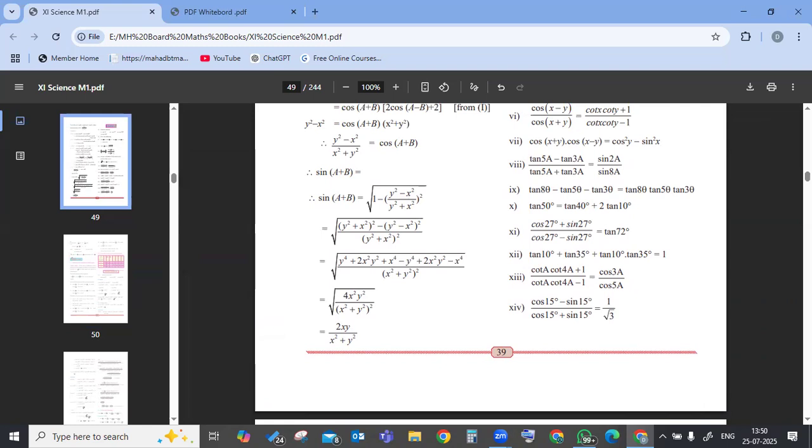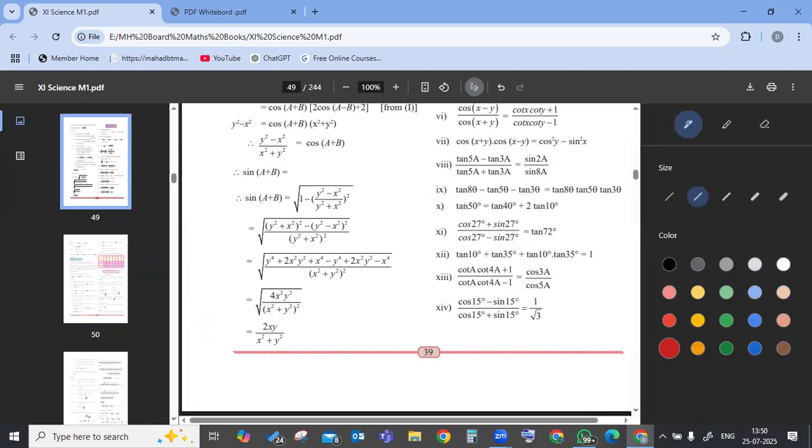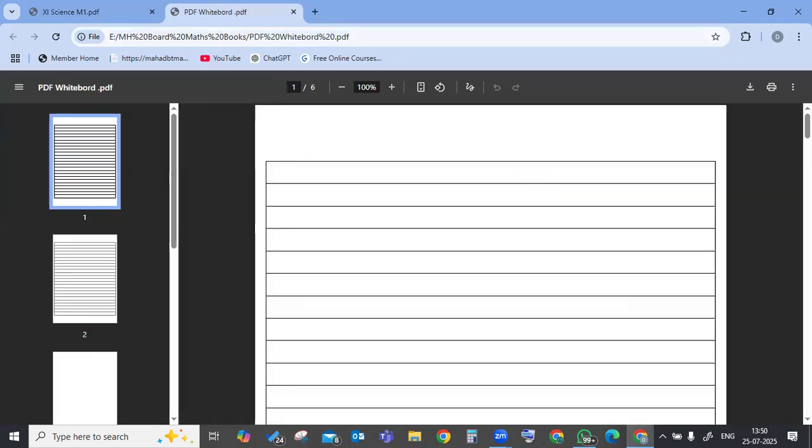Up to 10 we have solved. Okay, 11th is not solved yet, no? So let's solve this one. Cos 27 plus sin 27 upon cos 27 minus sin 27 is equal to tan 72. Question 11.